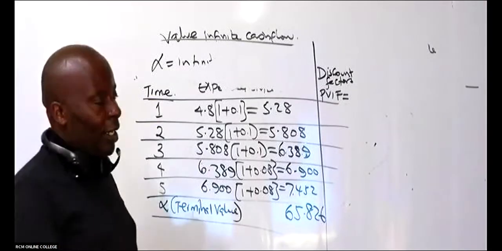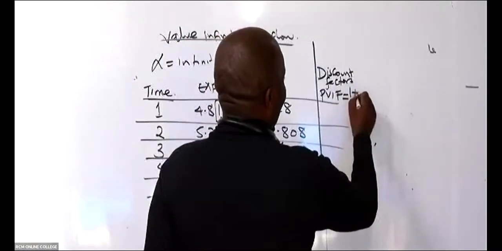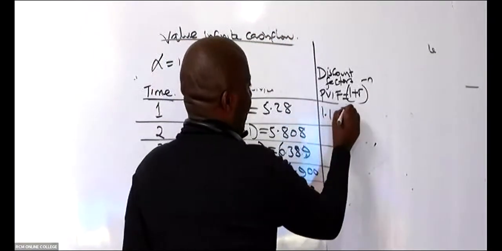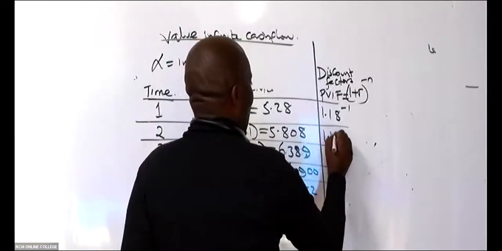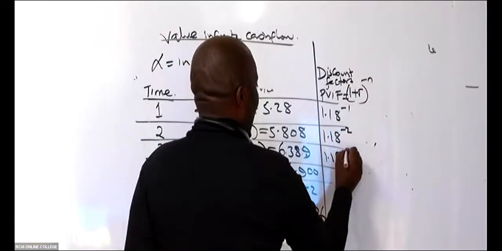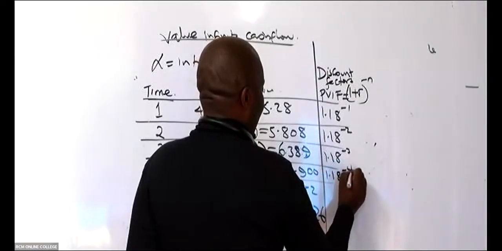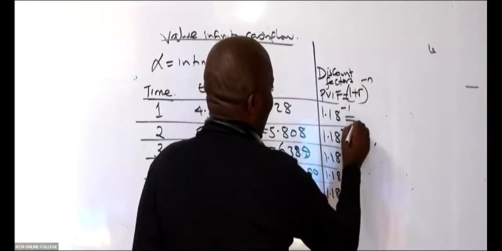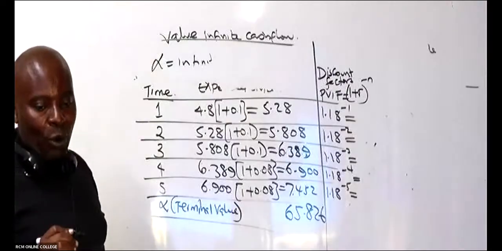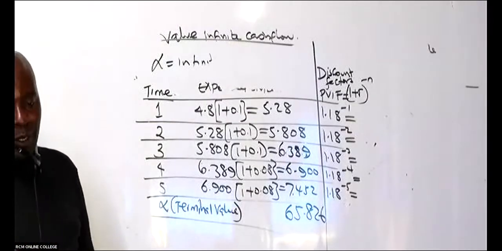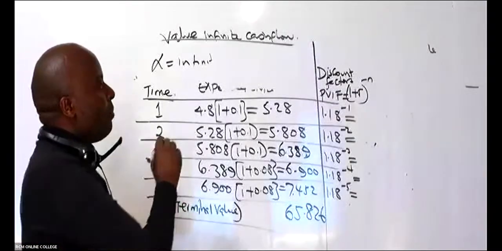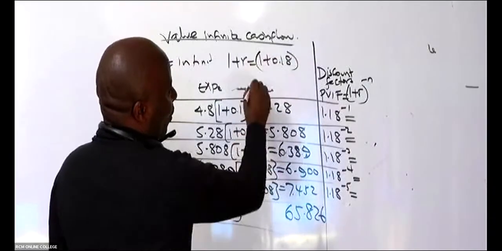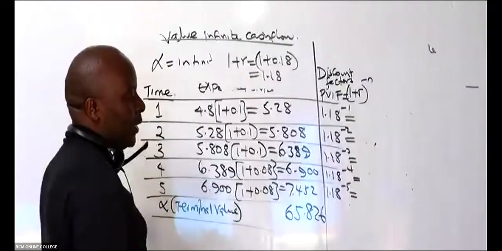Yeah, I know the formula. It is 1 plus R raised to negative N. So it will be 1.18 raised to negative 1, 1.18 raised to negative 2, 1.18 raised to negative 4, 1.18 raised to negative 5. Use 4 decimal places. Remember, PVs will always be in terms of 4 decimal places, always. Where am I getting 1.18 from? Remember, it is 1 plus R, and our R is 0.18. That's how I got my 1.18.